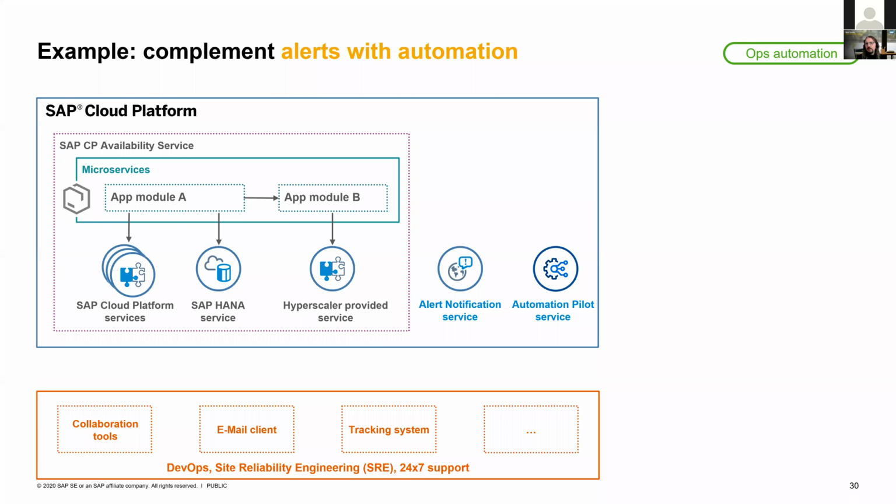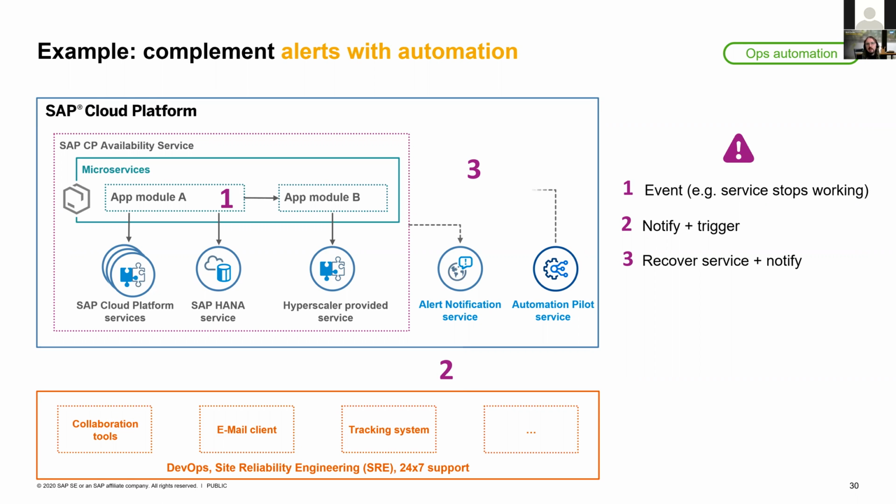And how does the interplay look in an example scenario, where we again have our example application to the left, and now we say, okay, an event comes up, like a service stops working. That would trigger the alert notification service, which would, of course, notify you via the channel of choice, like, for example, your team's Slack channel. In addition, the alert notification service can also trigger the automation pilot service. And there, ideally, you would have already configured a corresponding command that would, for example, restart the service. Ideally, that would already recover the issue.